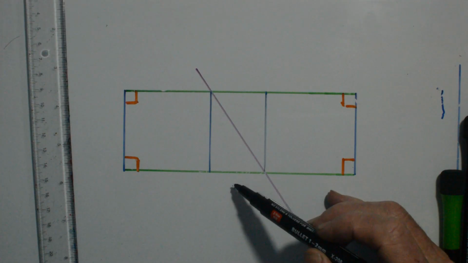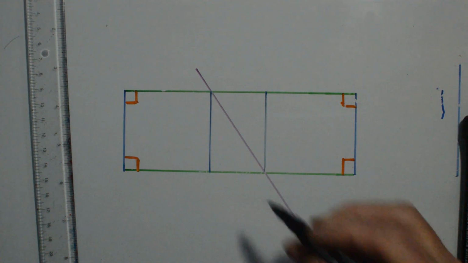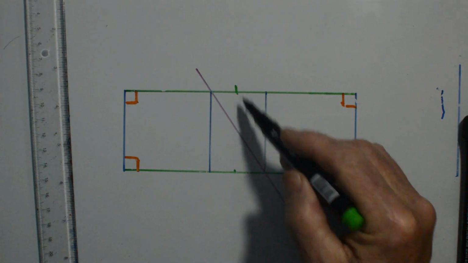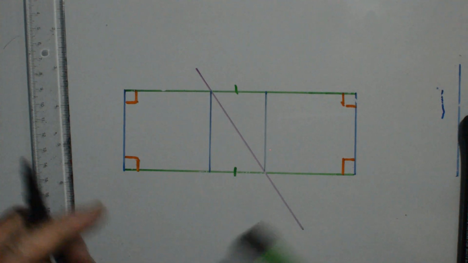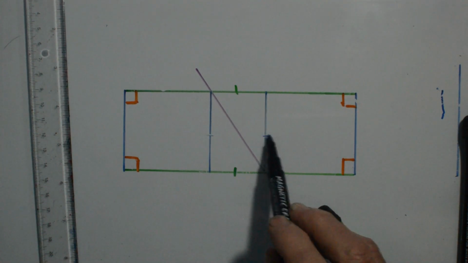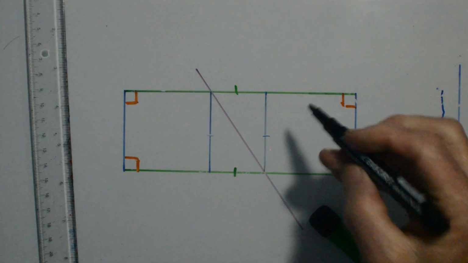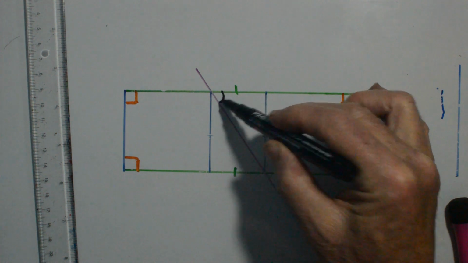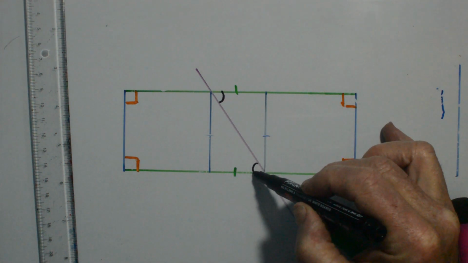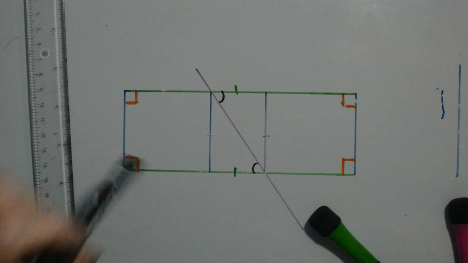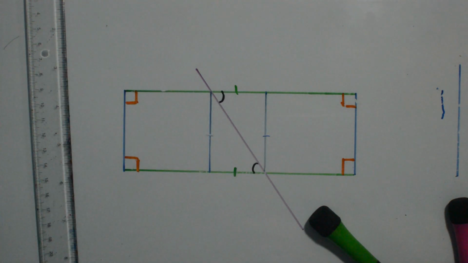Now, because this is a rectangle, this and this side are equal, and this side and this side are equal. That's equal to itself, so the two triangles, this one and this one, are equal. And what that means is that this angle here equals this angle here. This is called alternate interior angles.